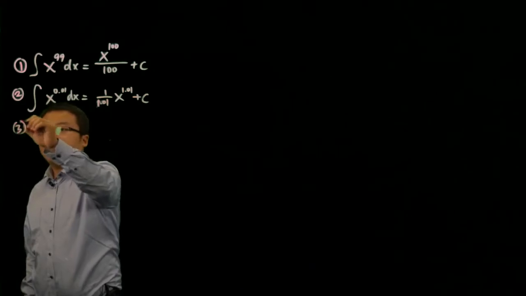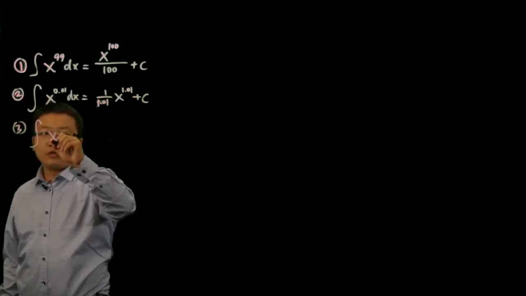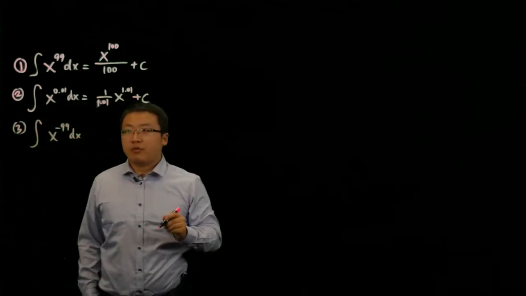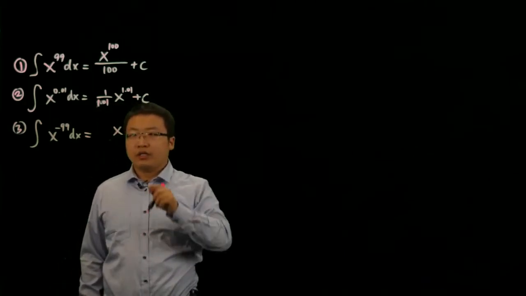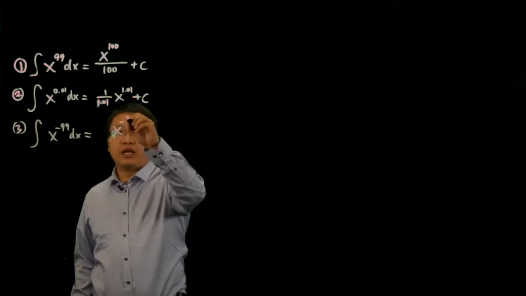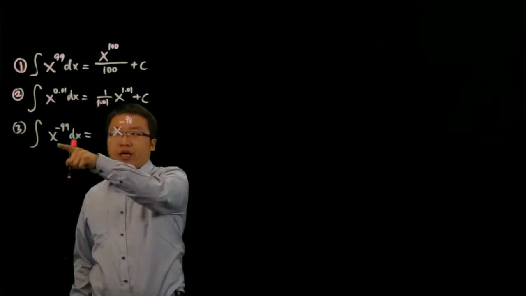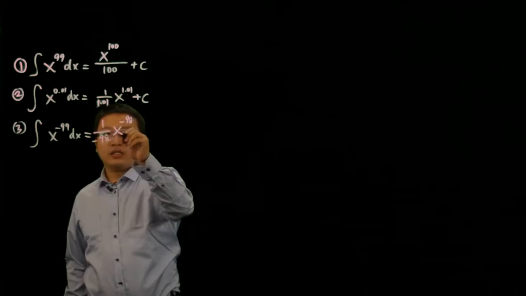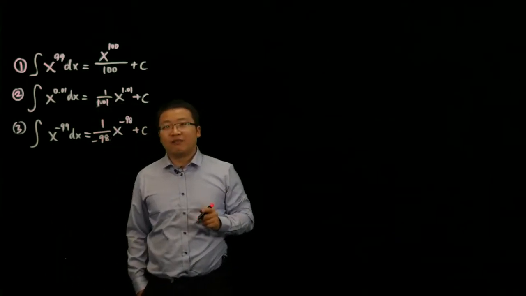Then number 3, what is the integral of x to the power of negative 99? And that will give you x to the power of negative 99 plus 1, that will give you negative 98. And also you want to divide it by the coefficient so that it will be cancelled out, divided by negative 98, plus c. You always want to have this plus c because this is an indefinite integral.